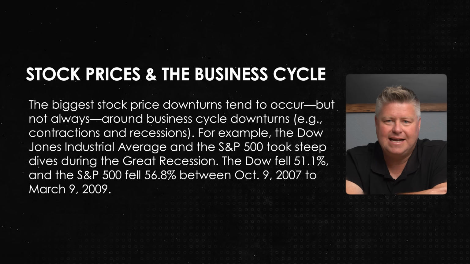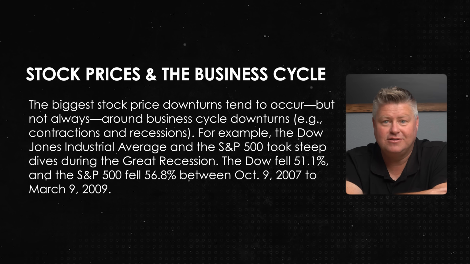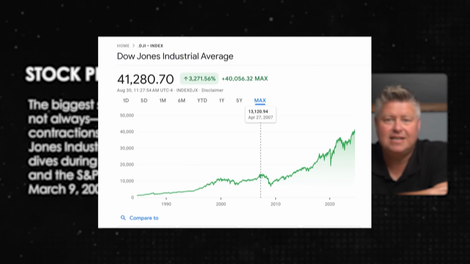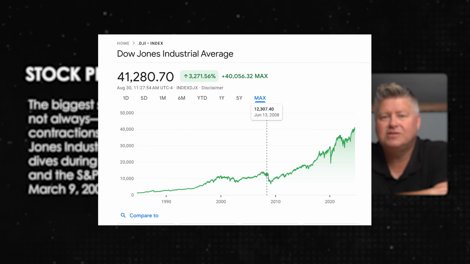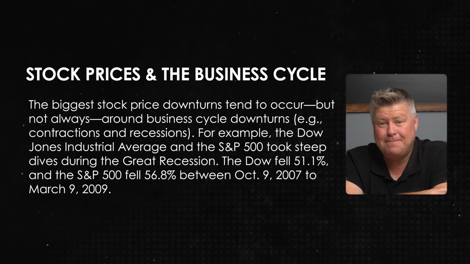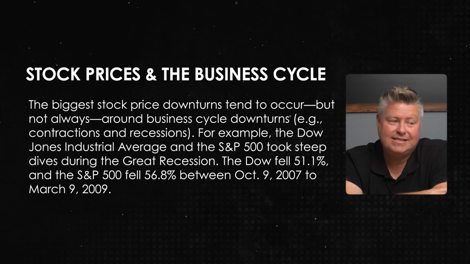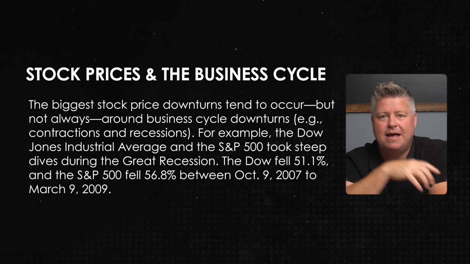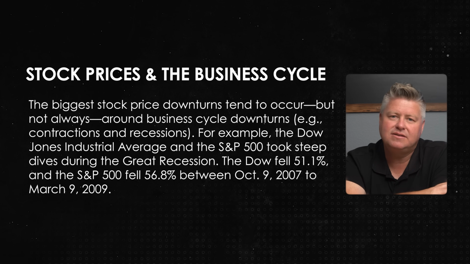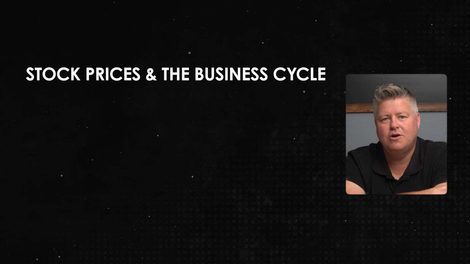Well, the biggest stock price downturns tend to occur, but not always, around the business cycle downturns, right? For example, the Dow Jones Industrial Average and the S&P 500 took steep dives during the Great Recession. The Dow fell 51.1% and the S&P fell 56.8% between October of 2007 and March of 2009. That still is burning into my memory. I remember that like it was yesterday because I was an active investor back then. So many of you were too, and this is why it's important to know these things.